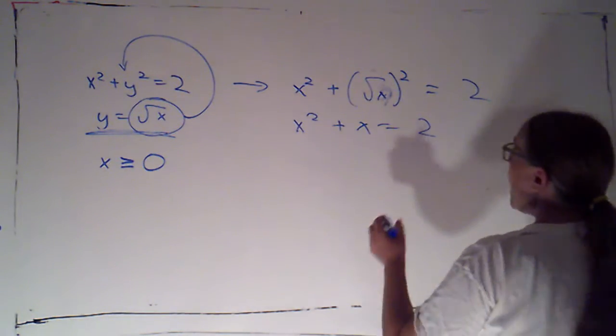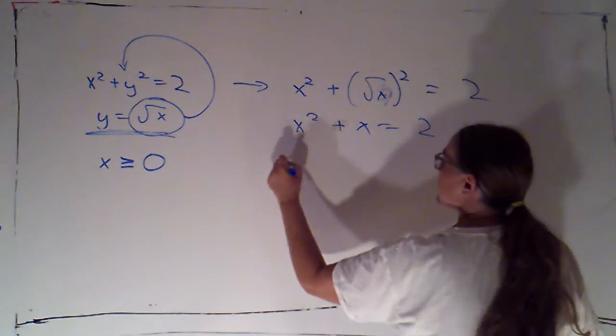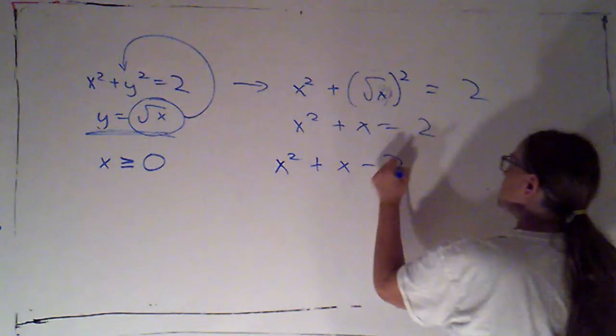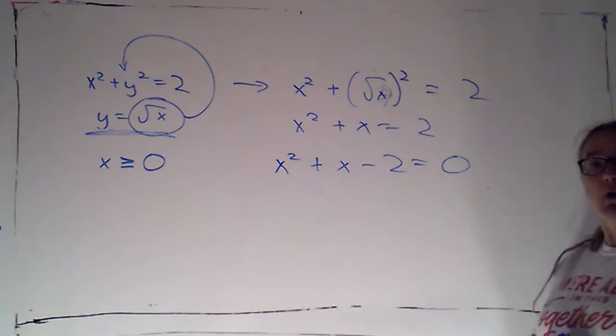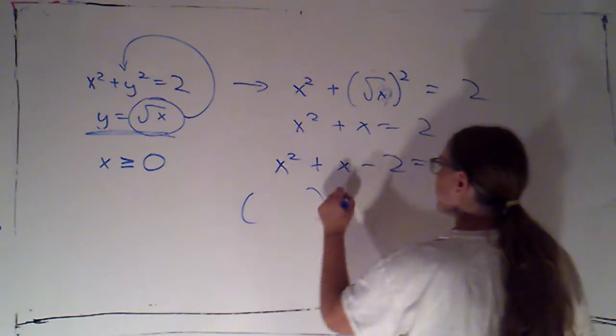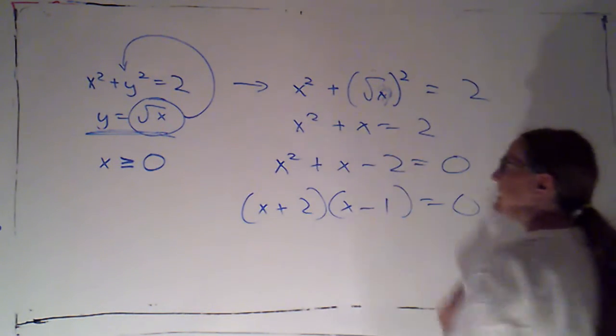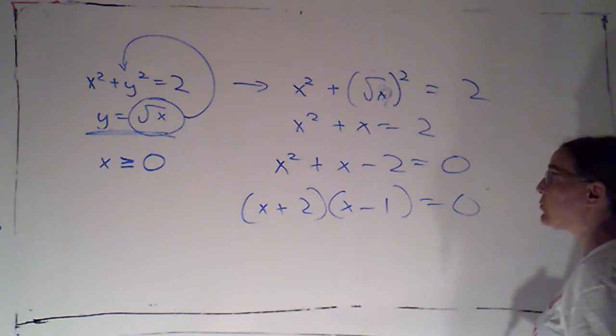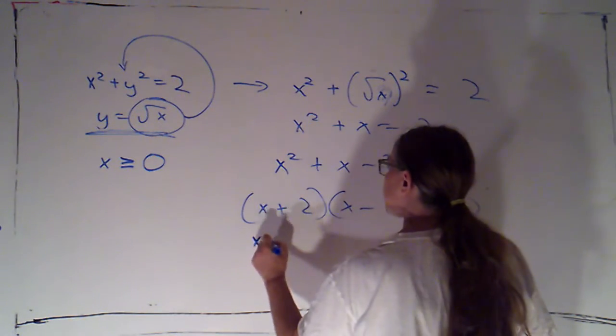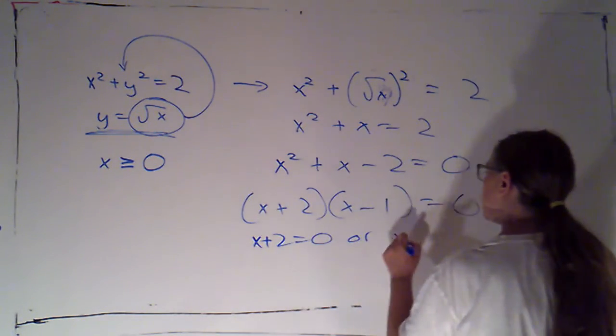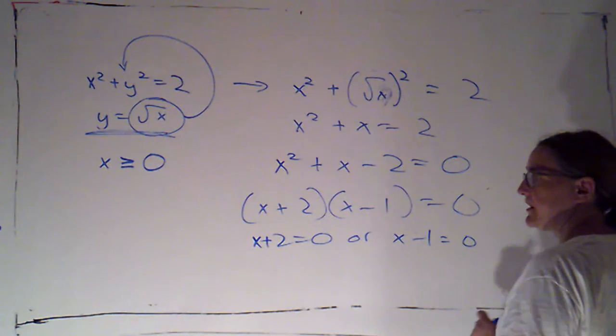Okay. All right, so this is a quadratic. I'm going to just subtract over that 2 and set this equal to 0. And I think I can solve this one by factoring. Looks like that's going to be x plus 2 times x minus 1. So either x plus 2 equals 0 or x minus 1 equals 0.